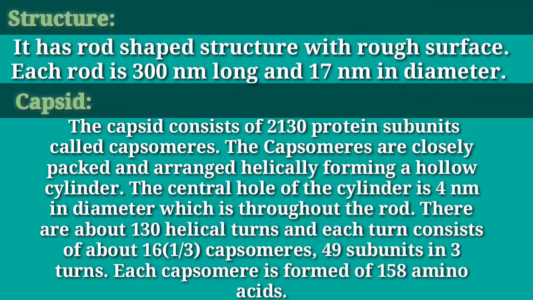Structure. It has a rod-shaped structure with a rough surface. Each rod is 300 nanometers long and 17 nanometers in diameter. Capsid. The capsid consists of 2,130 protein subunits called capsomers. The capsomers are closely packed and arranged helically, forming a hollow cylinder. The central hole of the cylinder is 4 nanometers in diameter, which runs throughout the rod. There are about 130 helical turns, and each turn consists of about 16 1/3 capsomers, 49 subunits in 3 turns. Each capsomer is formed of 158 amino acids.